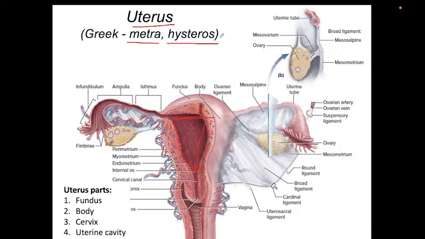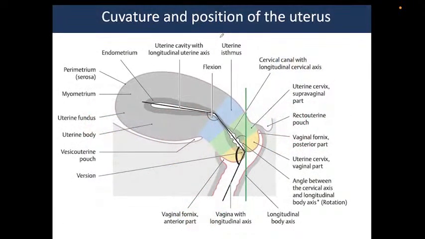Next slide shows the uterine position in the pelvis, and as you see, that organ is located very specifically, with an angle between the body and the cervix, and this angle we call flexion. It means that the body is flexed anteriorly, and there is the angle.